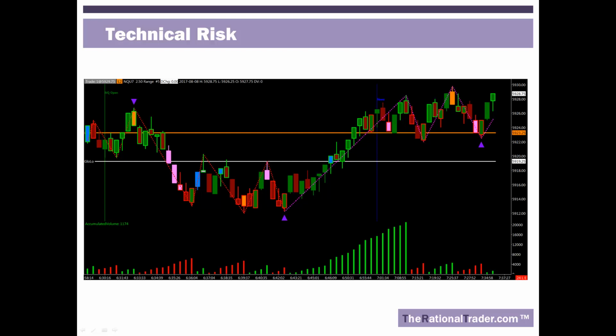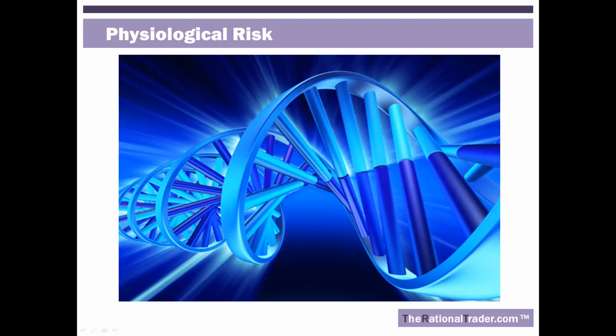The problem is this is not the only source of risk, and in fact, I don't even think it's the most important component. More important is the physiological risk, or the biological component of risk. And what I'm referring to here is that when you put money at risk, your body responds to that threat in the same way it responds to every other threat.